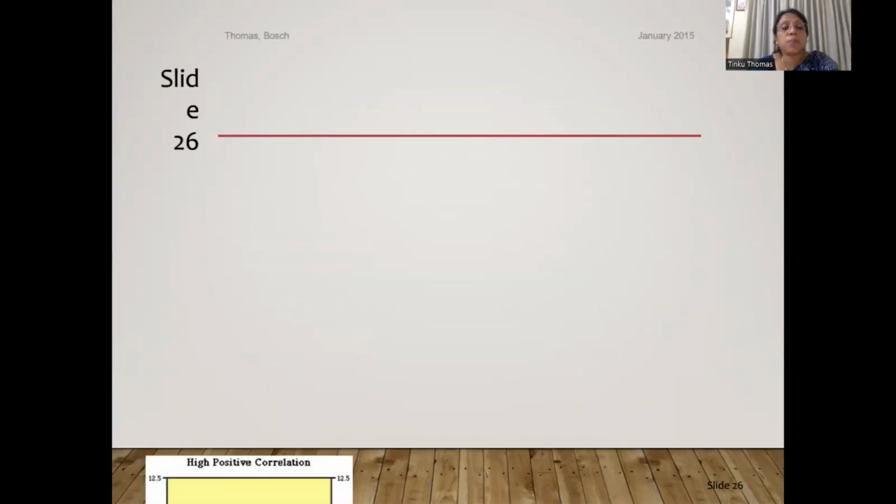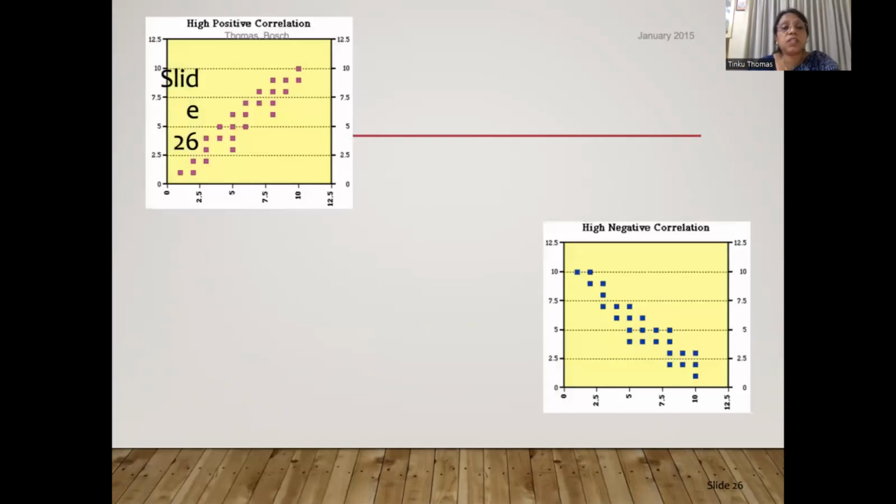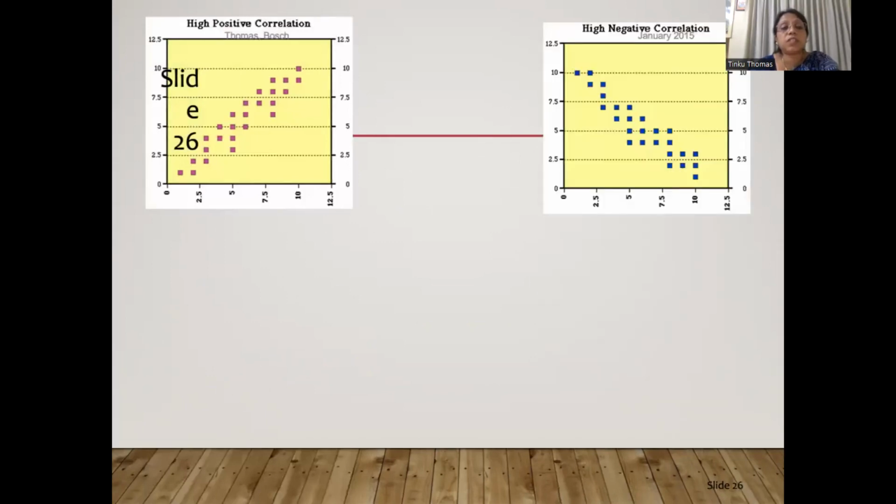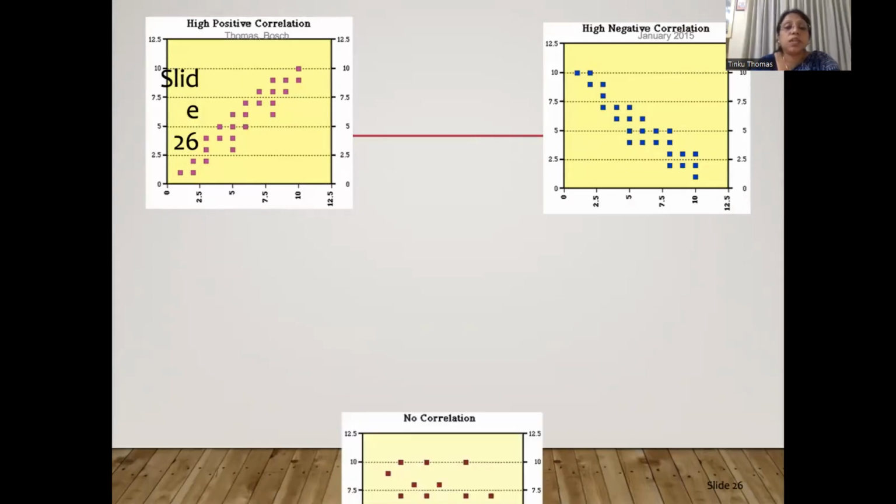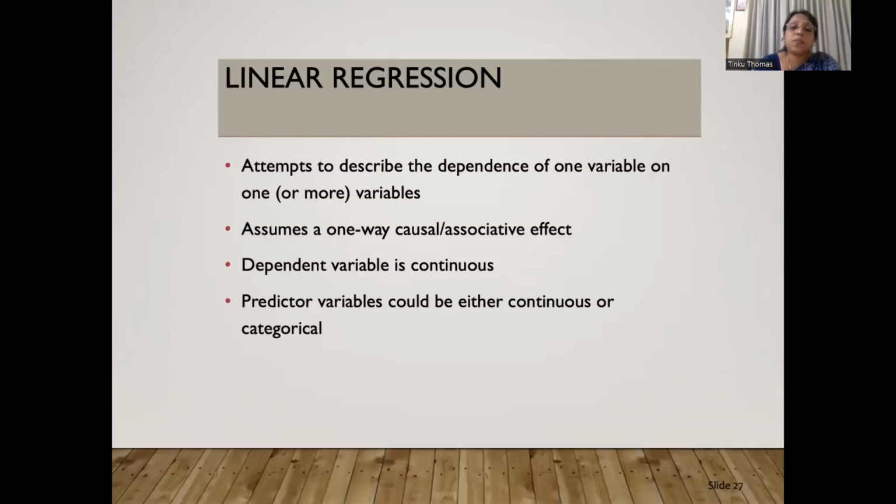So these are some plots of correlation. The first scatter plot is a positive, the second is a negative, and this is no correlation. Now, moving on, we have seen what correlation is. Correlation is only describing the relationship between two variables, association between two continuous variables, but there's no causality assigned there. You can interchange the variables between X and Y, it doesn't matter. It will still give you the same correlation.